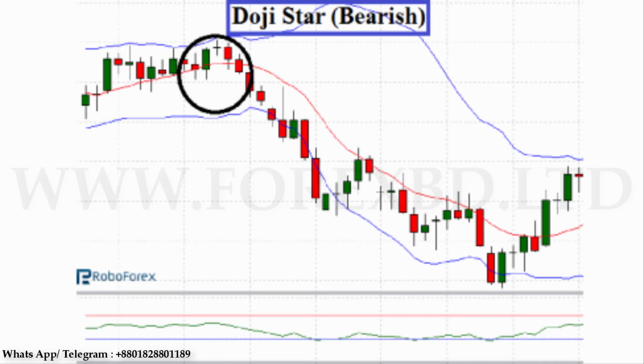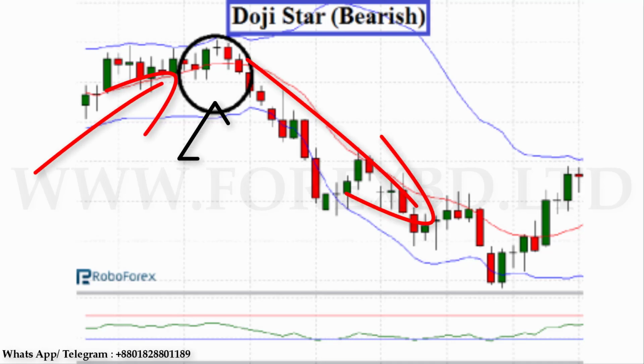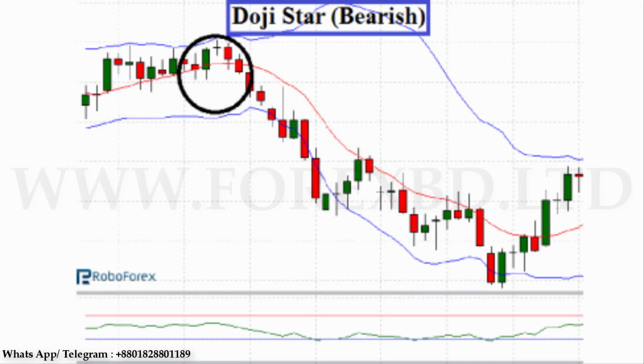Doji star bearish. This candle provides a downtrend signal when it's seen in an uptrend market. That is, the market should go down. However, you will trade only when a bearish candle is made after the doji.